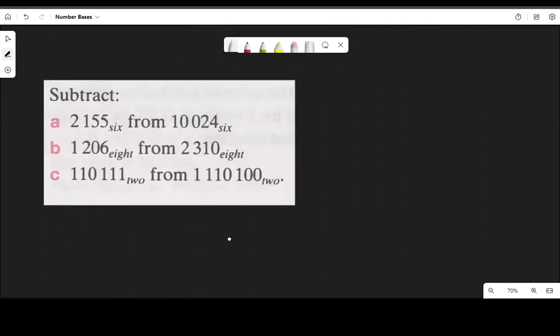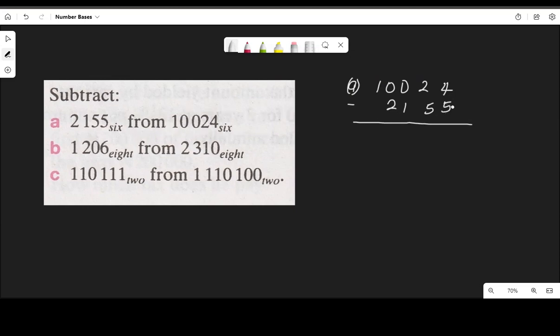Last question. So subtract 2155 in base 6 from 1002 in base 6. We are subtracting this from this. So let me write 1002 minus 2155, I'm writing from the back, 5, 5, 1 and 2. Okay, the operation is in base 6.